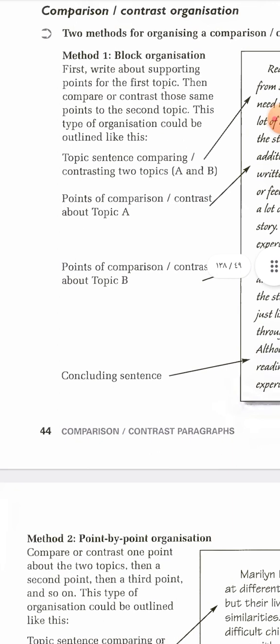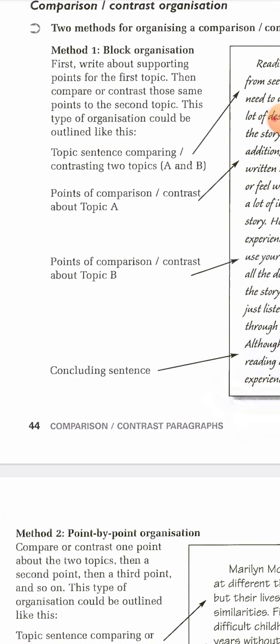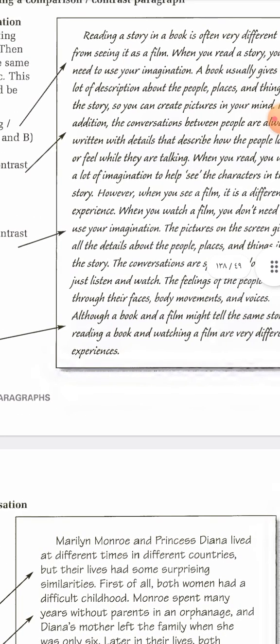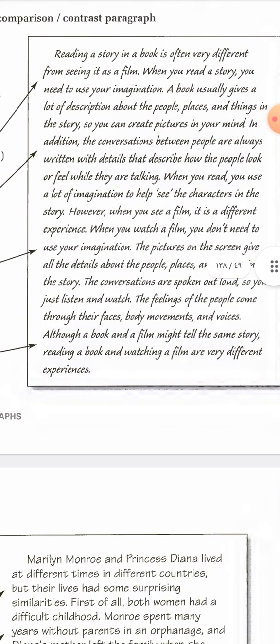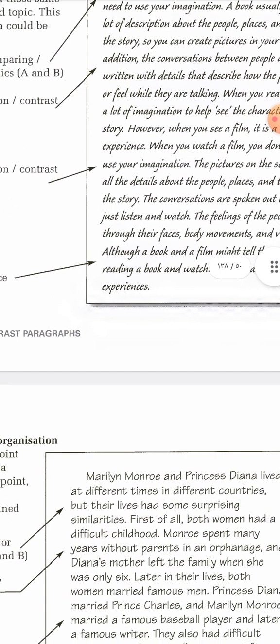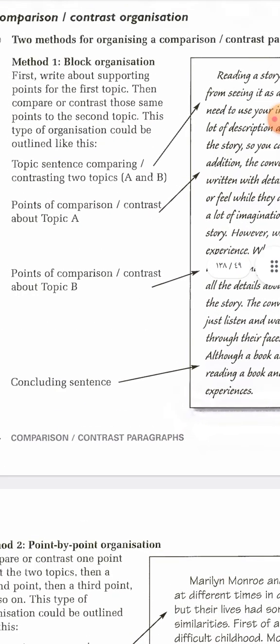What is block organization? If you compare two topics, in the first paragraph you introduce the two topics, and then you write about topic A with its similarities and differences, and topic B with its similarities and differences. You can read this, which shows that the first paragraph is about comparing two topics, the second paragraph talks about topic A, the third paragraph is about topic B, and finally the conclusion. This is called block organization.